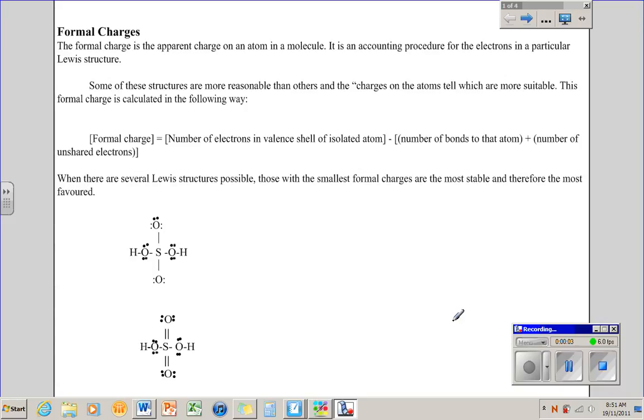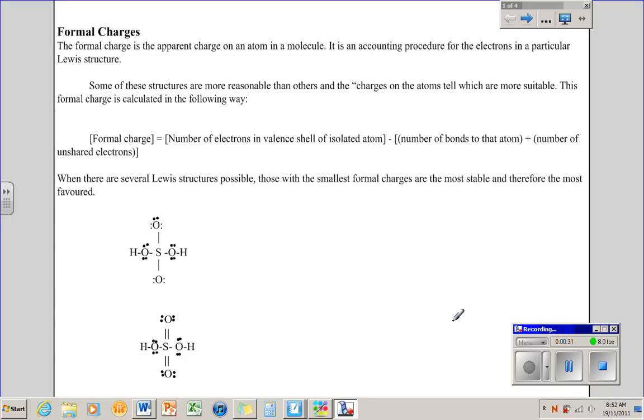This lesson covers the topics of formal charges and resonance structures. These are two different strategies to investigate Lewis structures further in order to understand the bonding in molecules. Formal charges are the apparent charges on the atoms in a molecule, and it's a way of accounting for the electrons in a particular Lewis structure.